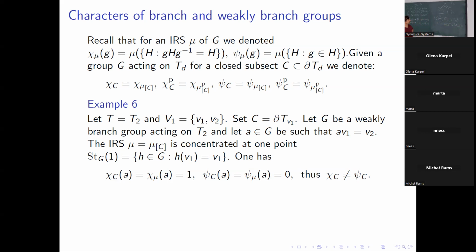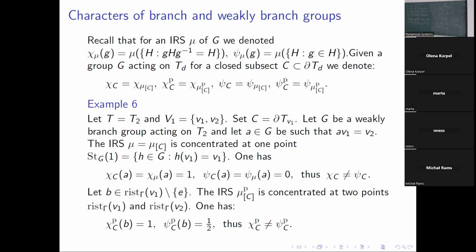But if you consider the character psi C, by definition we need to take the measure of subgroups containing our element, in this case A. Since A does not belong to the stabilizer of the first level, we obtain that psi C of A equals 0. This is just an example showing that psi C can be distinct from chi C.